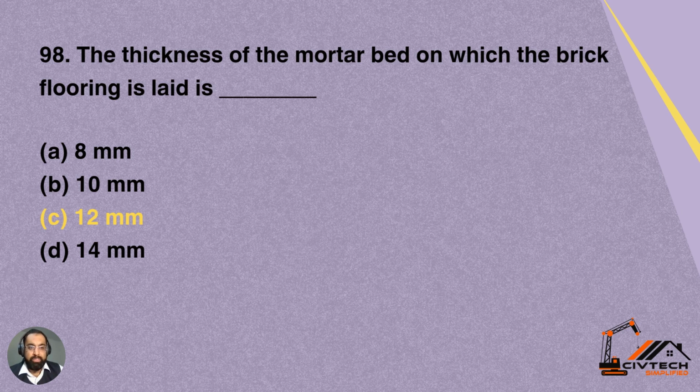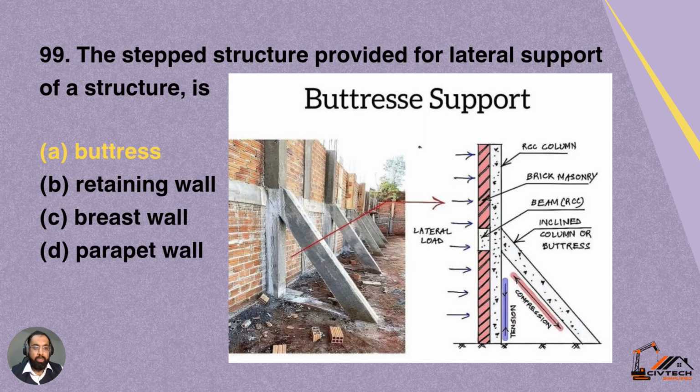Question 98. The thickness of mortar bed on which the brick flooring is laid is number A 8, B 10, C 12, D 14. So it should be at least 12. Thickness of mortar bed on which brick flooring is laid should be at least 12.